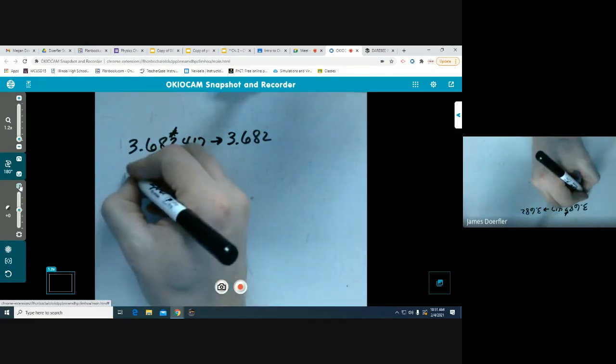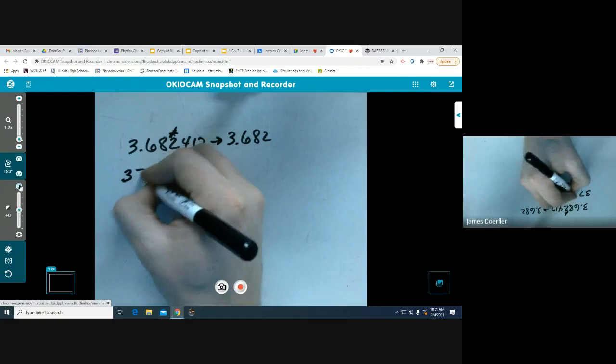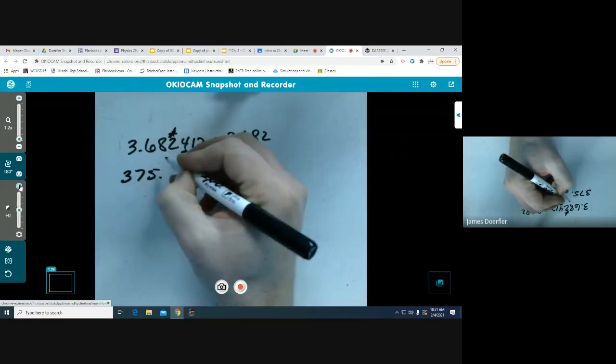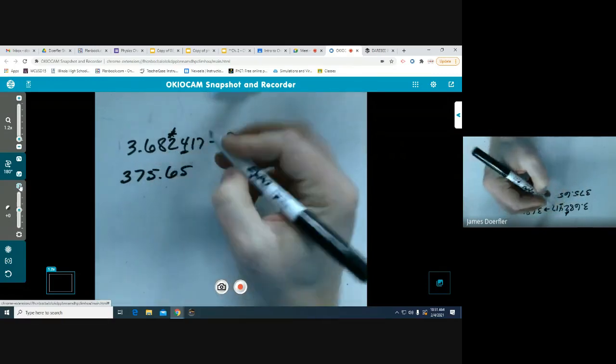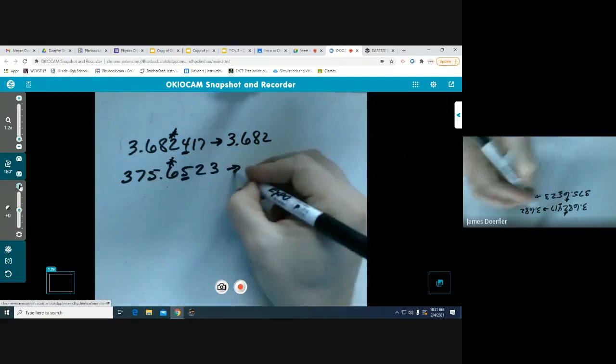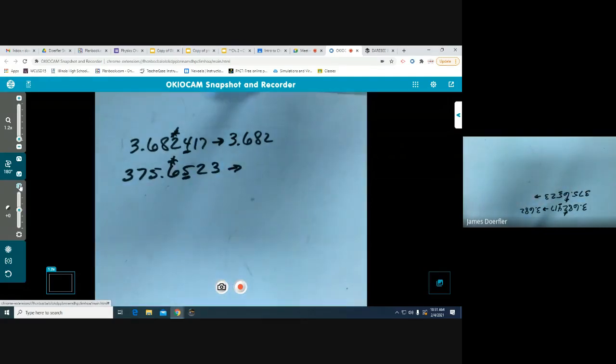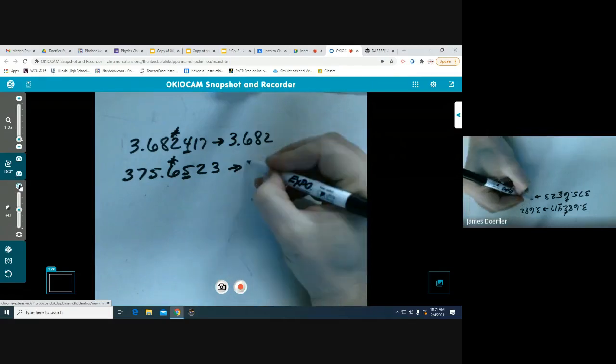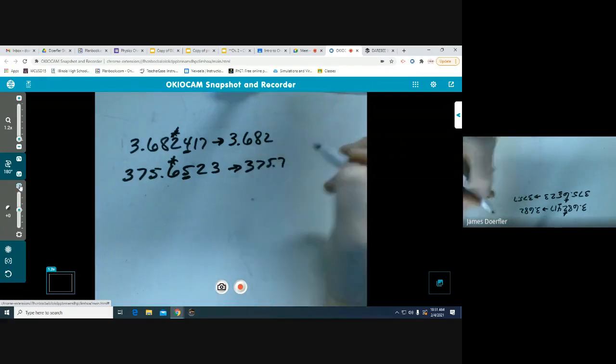Next number, it's coming down the line there. 375.6523. Which number is my fourth significant figure? 6. Okay. We have a 5 here. But what are we going to do to that 6? Round it up. We're going to go up. 375.7.